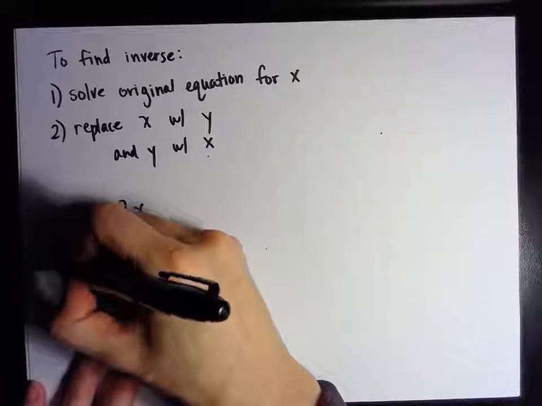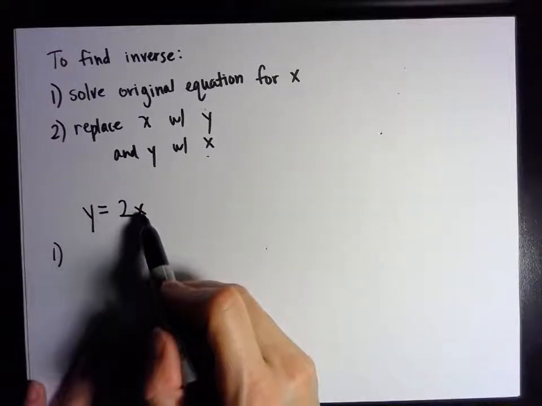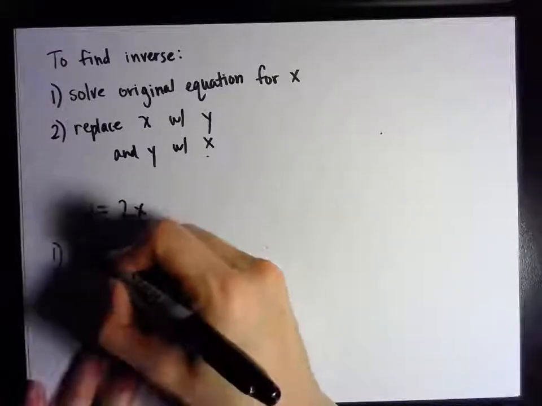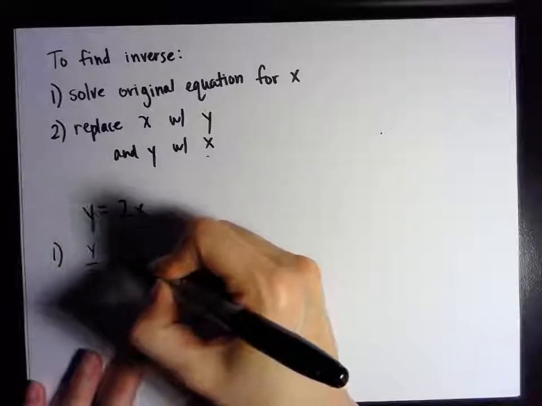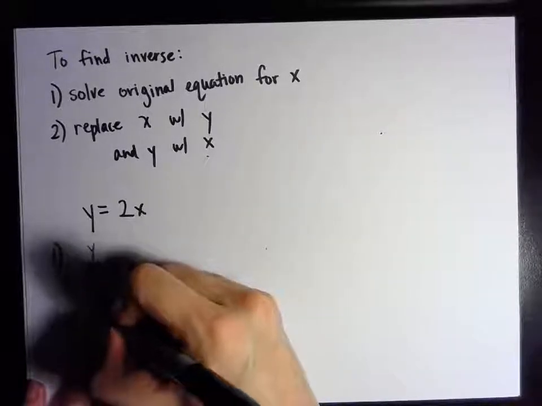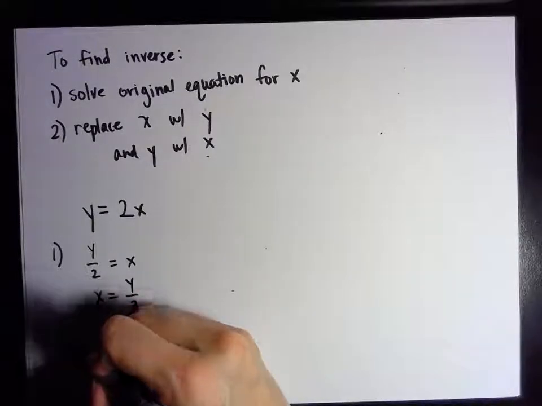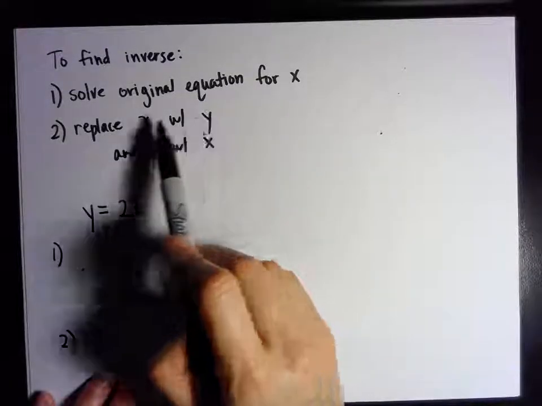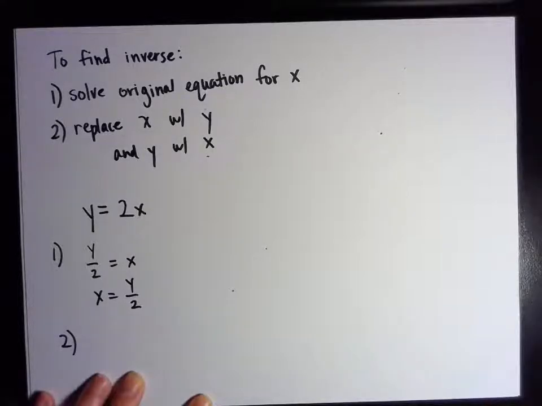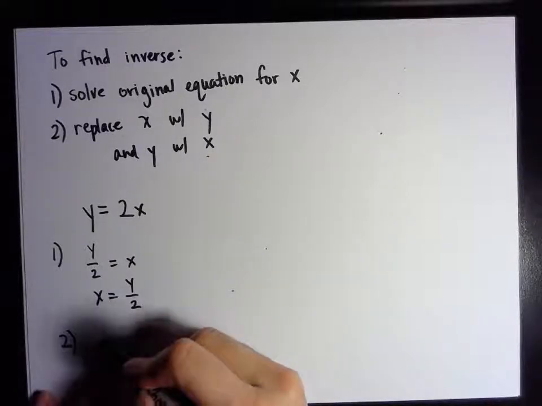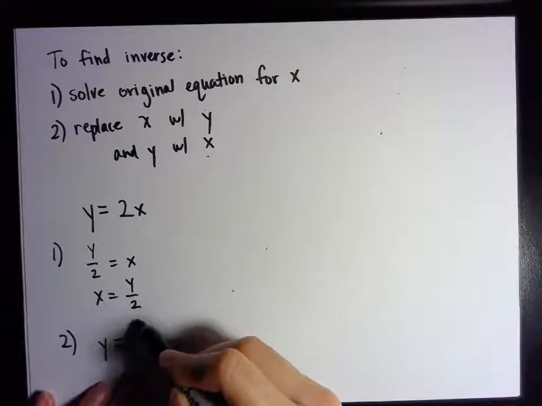Step 1, we solve for x. How do we solve for x? Well, we just divide both sides by 2. So we get y over 2 equals x, or x equals y over 2. And now in the second step, we just replace x with y and y with x. So instead of x, we write y. Instead of y, we write x.